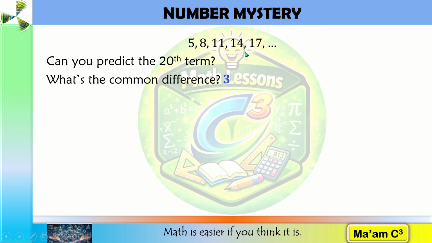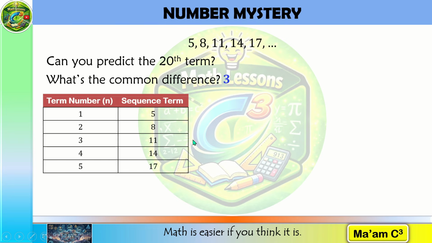Allow me to convert this into table format. So these are the term number and the corresponding sequence term. So the first term is 5, the second term is 8, the third term is 11, the fourth term is 14, and the fifth term is 17.